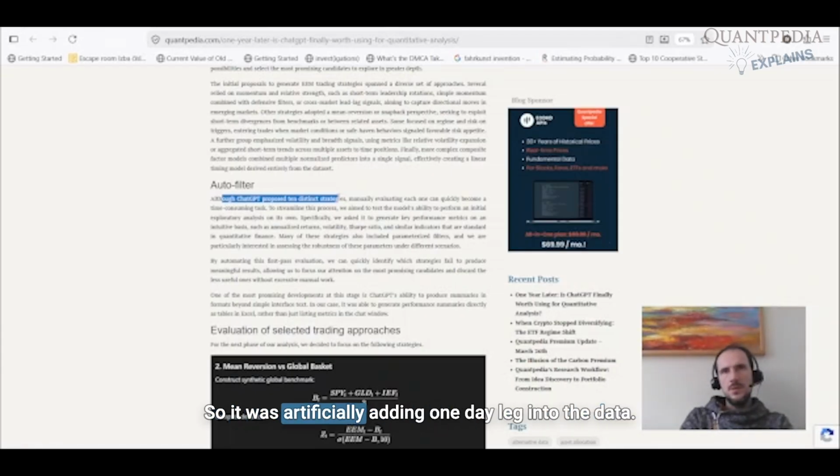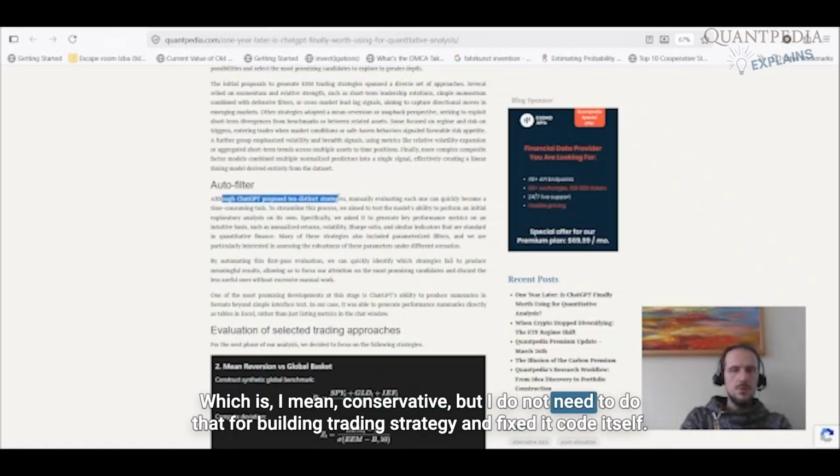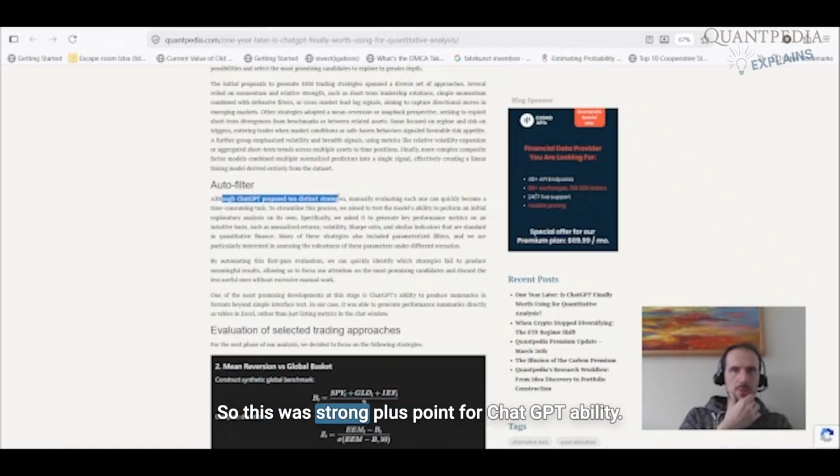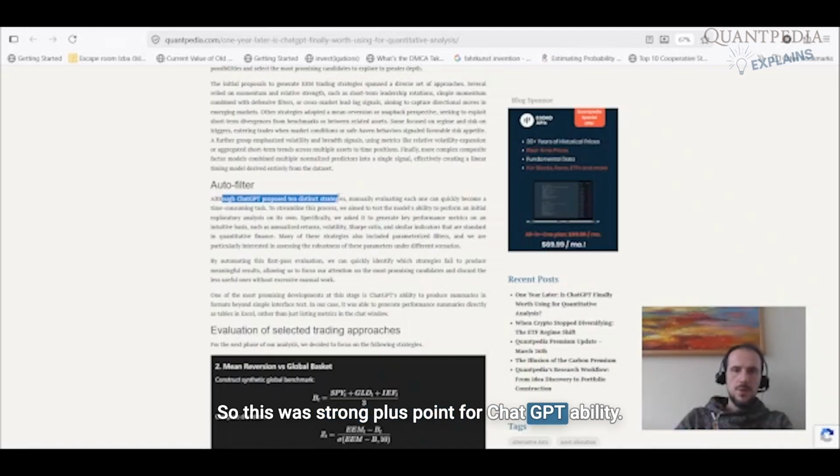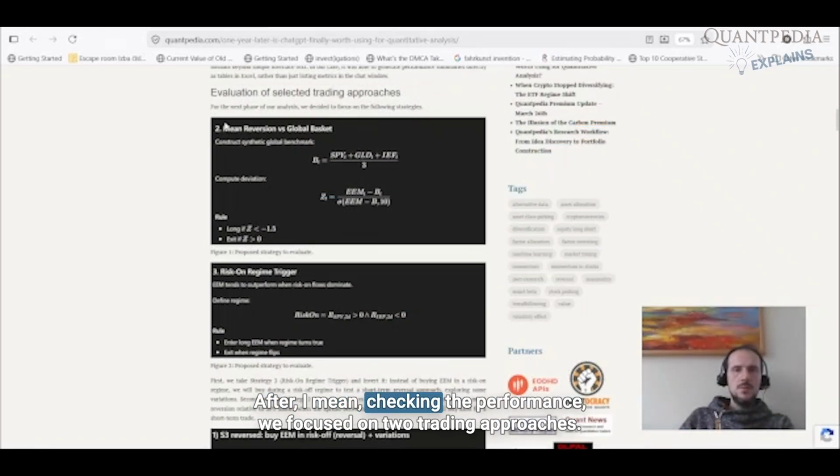So it was artificially adding a 1 day lag into the data, which is conservative, but we do not need to do that for building the trading strategy, and it fixed its code itself. So this was a strong plus point for ChatGPT's ability. After checking the performance, we focused on 2 trading approaches.